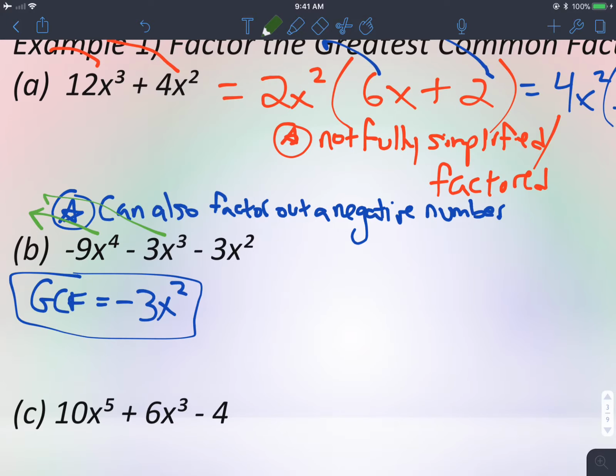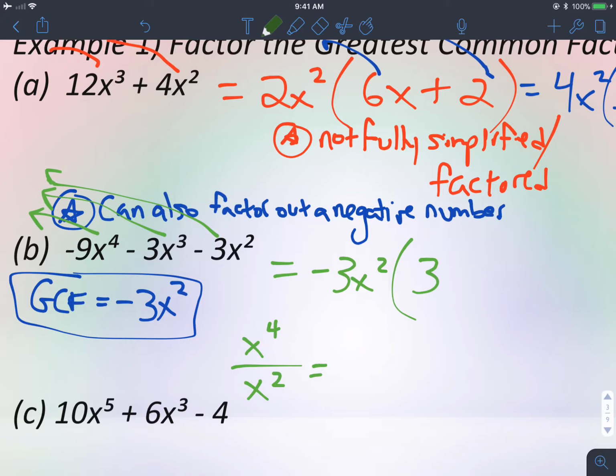So it comes backwards out. All right, negative 9 divided by negative 3 is positive. I have to write this out first. So in the parentheses, right, positive 3. X to the fourth divided by x squared is 4 minus 2, that's x squared, so that's what goes in there.